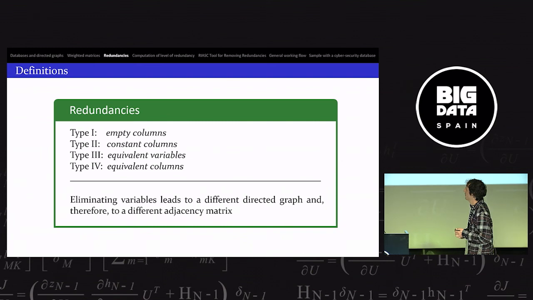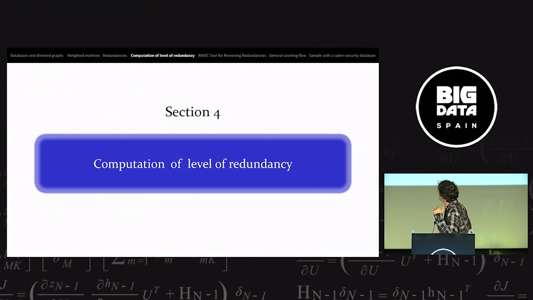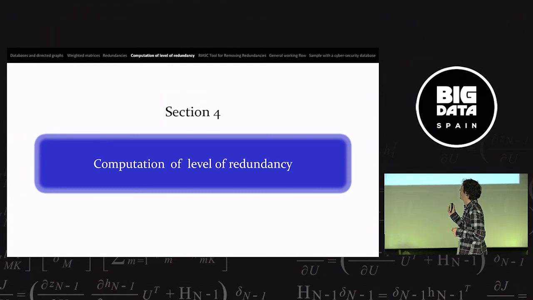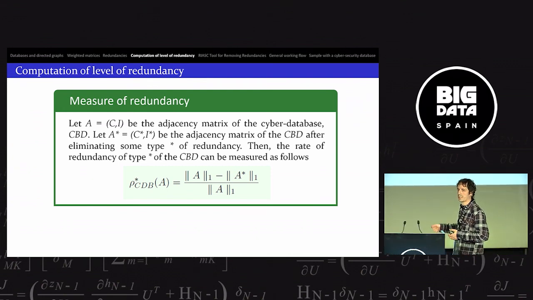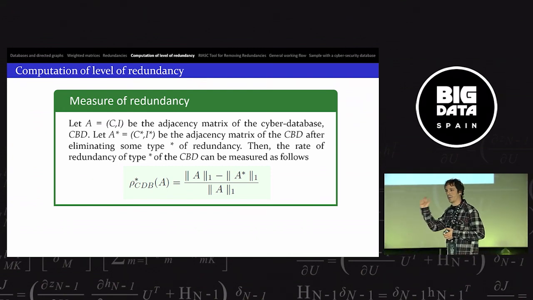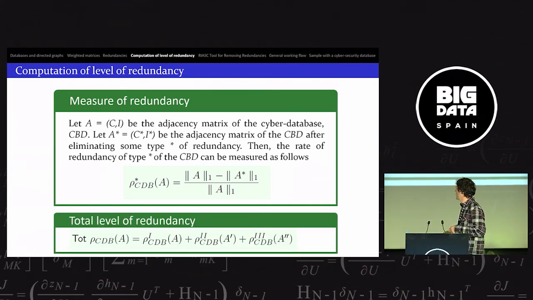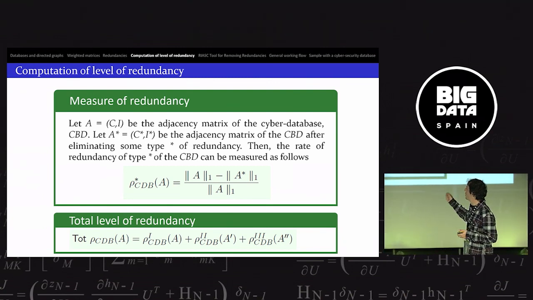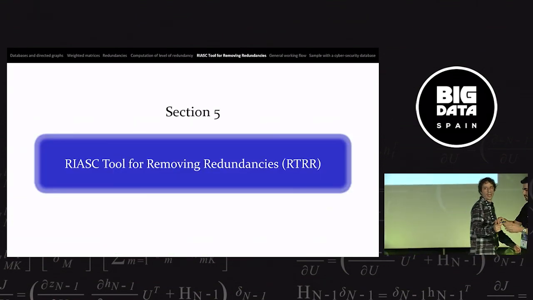Here we have considered these 4 types of redundancies, but in the simple example after, we are going to use just the first 3, okay? So we can compute, as I said, the level of redundancy in this way. It's going to be the norm 1 of the original matrix minus the norm 1 of the transformed matrix, divided by the norm 1 of the original matrix. If we want to compute the total level of redundancy, we just have to sum up all of these quantities, okay?